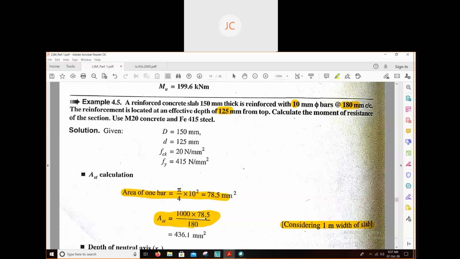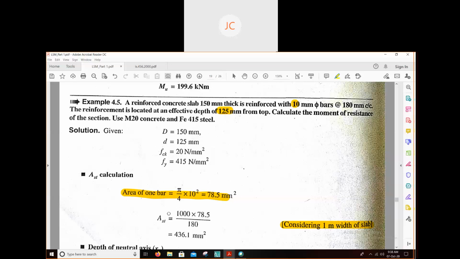The spacing between two bars is given as 180 millimeter center to center. So by this very simple formula, the width of the slab, which is our 1 meter, that is 1000, into the area of one bar, 78.5, divided by spacing. If you do this, you will get the total area of steel, AST. After getting the value of AST, the remaining portion is exactly the same as the last problem.